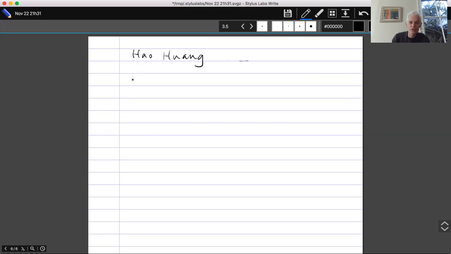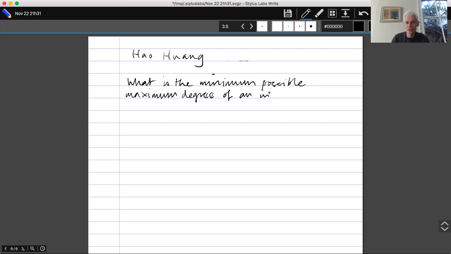It concerns the following question. What is the minimum degree? I'm going to make the question more specific, but I'll ask a more general question. Sorry, I don't mean a minimum degree, the minimum possible maximum degree. Sort of a minimax type thing of an induced subgraph of the hypercube. I just call it the cube.